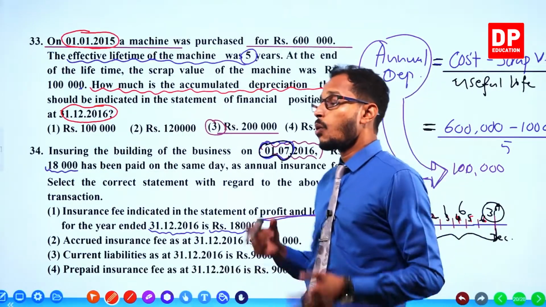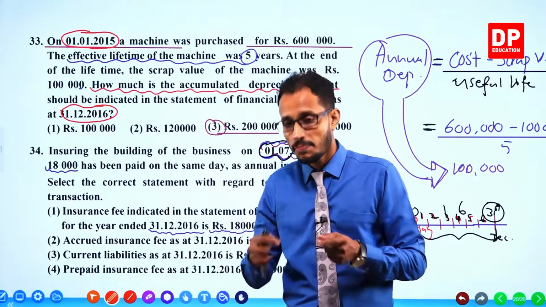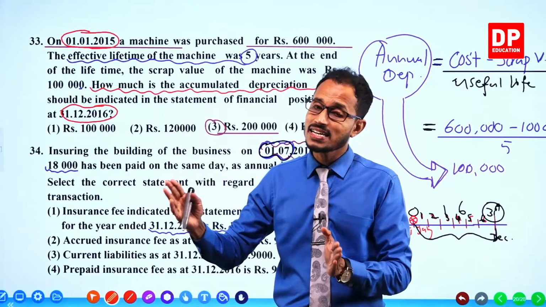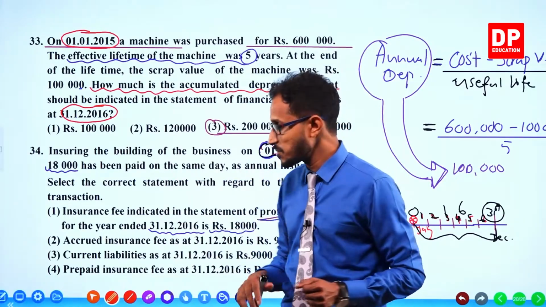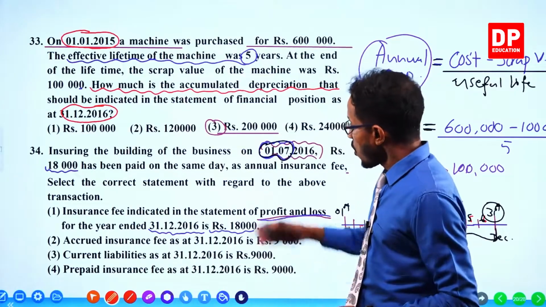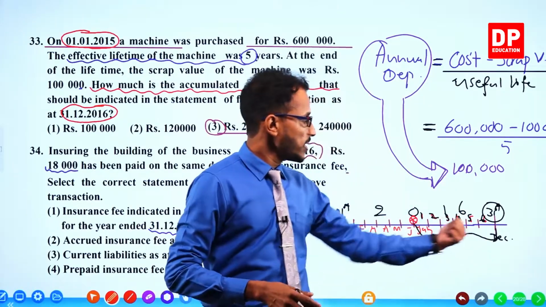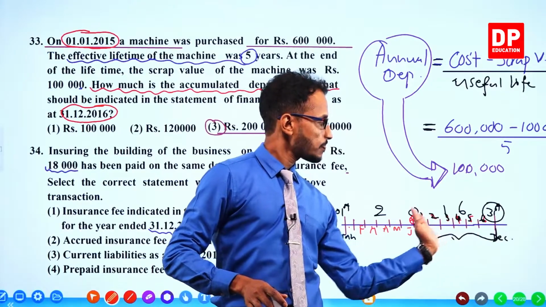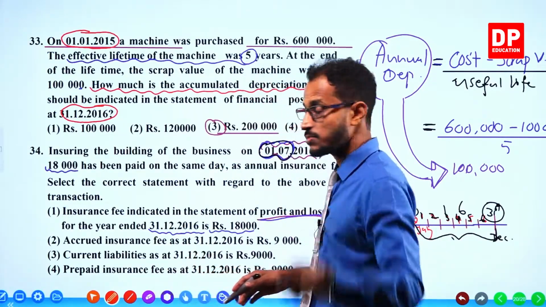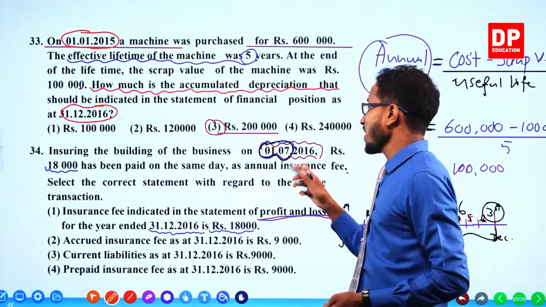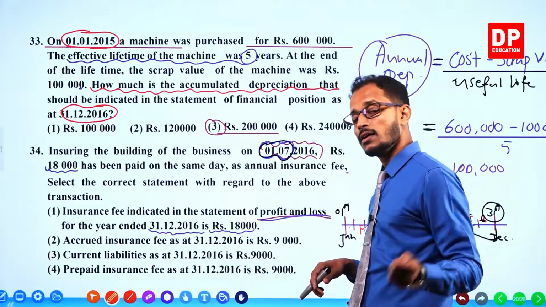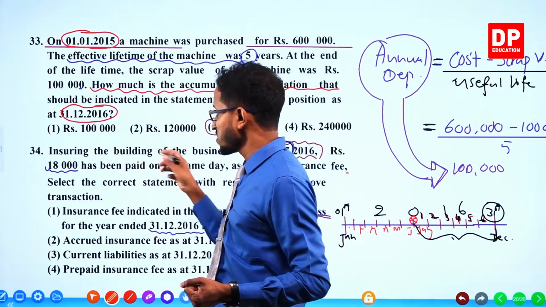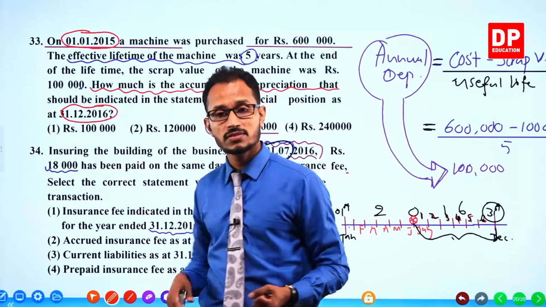You know, accrual concept says paid or not in money, it doesn't matter, but only the expenses relevant for that accounting year must be included in the profit or loss statement when calculating profit. Only the relevant expense should be included. So this entire 18,000 is not relevant for the year. Exactly, that is exactly what I'm saying. From 1st of July until 31st of December, only 6 months is relevant from this paid insurance.